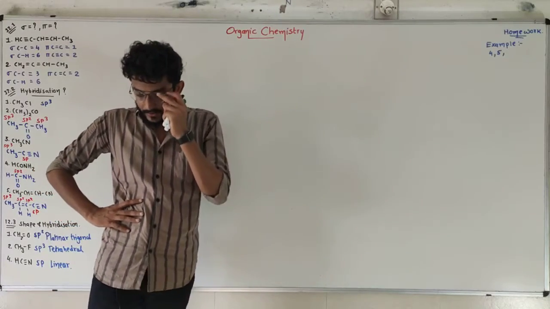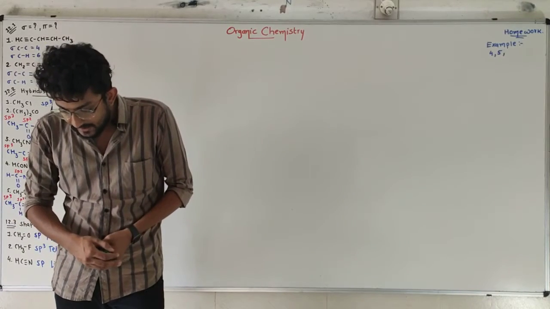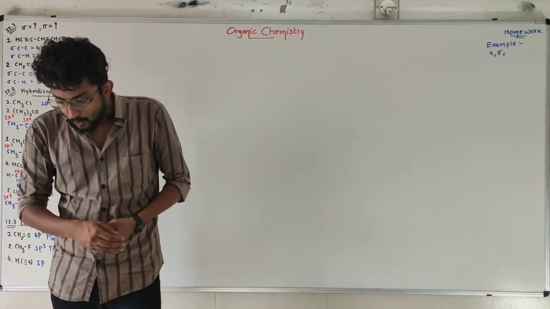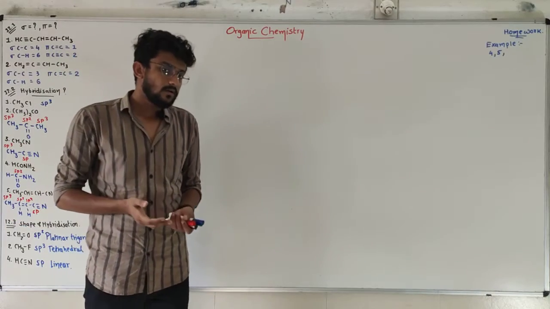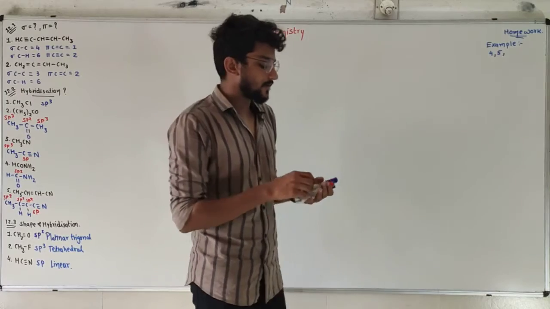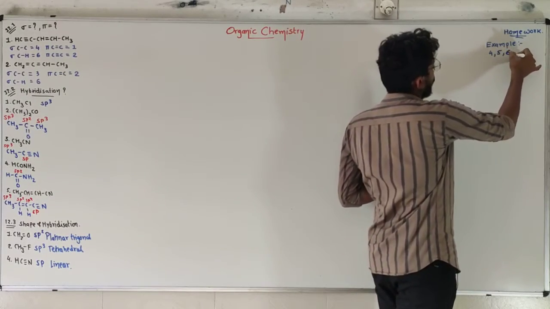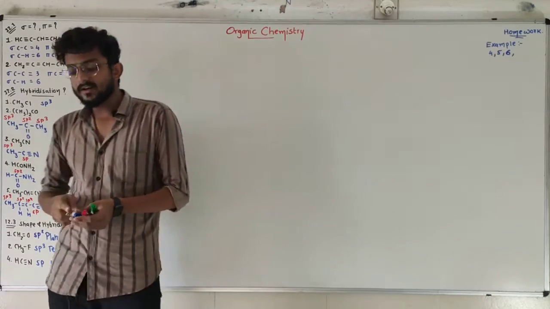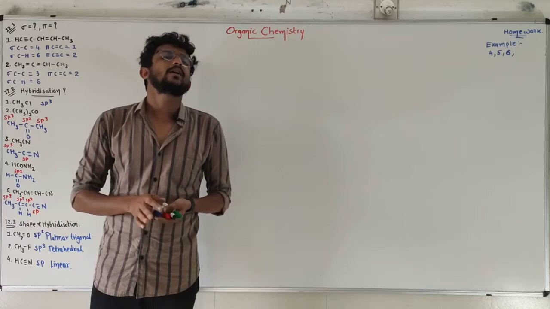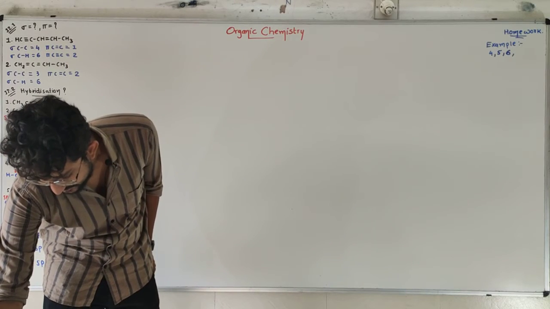After that, example number 6: expand each of the following bond line formulas to show all the atoms including carbon and hydrogen. Okay, in this particular question, a bond line structure has been given and you have to draw every single bond. So questions number 4, 5 and 6 are similar and you have to complete them by yourself. After that, question number 7.